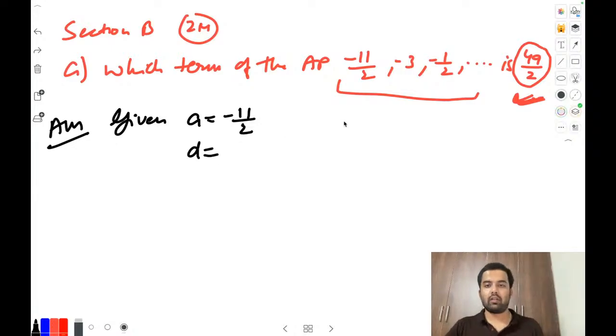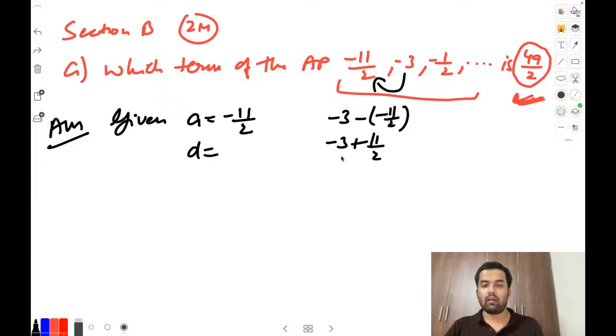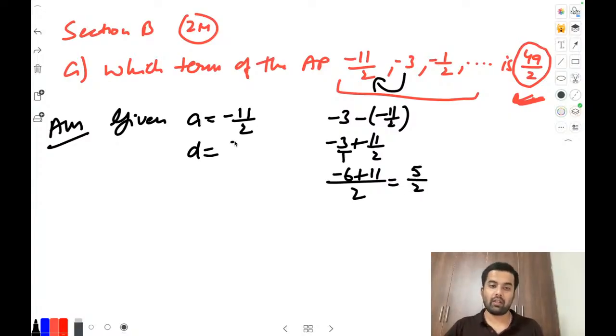Okay. Gap, how to figure out? We will figure out what? Minus 3 minus minus 1 by 2 you'll do. Here this becomes plus 1 by 2. After taking this one, we will get minus 6 plus 1, and the final answer becomes what? 5 upon 2. Okay, so gap is 5 by 2. Okay, and an becomes what? 49 by 2. That is the question. Okay, so we got all the values. Okay, as we know, the formula is this.